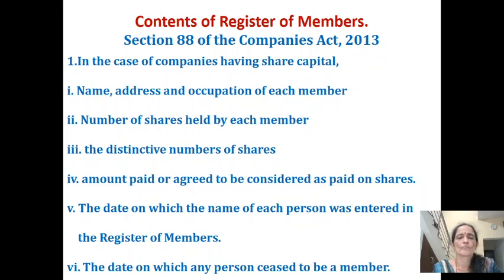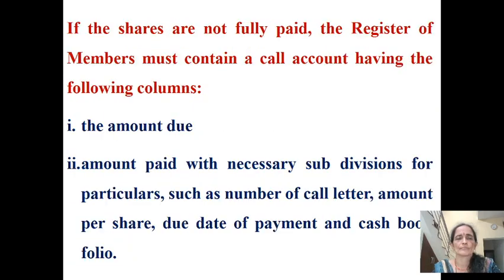The date on which his membership has been terminated must be mentioned in the register of members kept by the companies having share capital. And if the shares are not fully paid, the register of members must contain a call account having the following columns: the call amount due, the amount paid with the necessary subdivisions for particulars such as number of call letter, amount per share, due date of payment, and cash book folio, and so on.